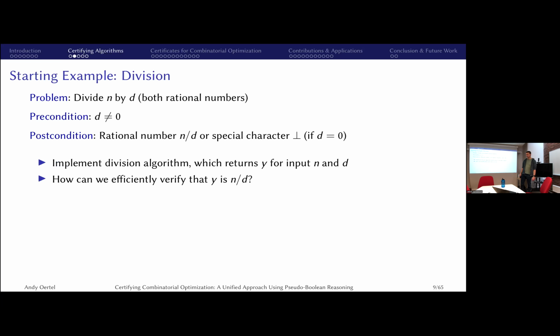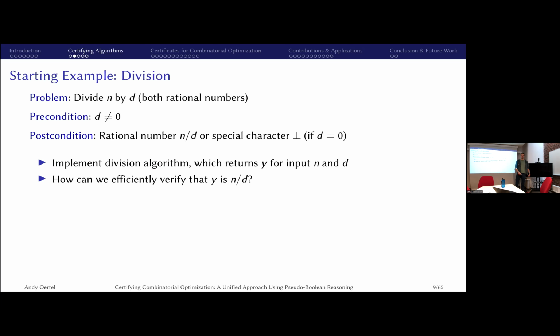And then the postcondition is that we want to get the rational number n divided by d as the output, or if d, the divisor, is 0, then we get a special character bottom that just says invalid input. We now implement a division algorithm, and it returns an output y for the input n and d.